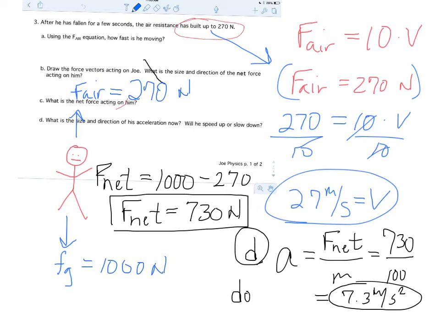And this is down, right? Because the force in the downward direction is 1,000 newtons, and the force in the upward direction is 270 newtons. So clearly, which way is winning if we're going to talk about a tug-of-war situation? Down has the bigger force. So we're headed down still with 730 newtons of force with an acceleration of 7.3 meters per second squared.